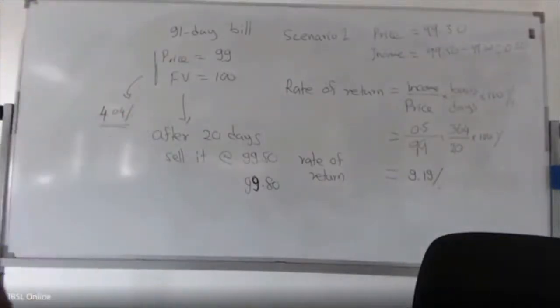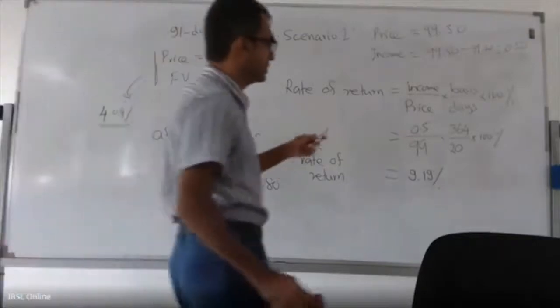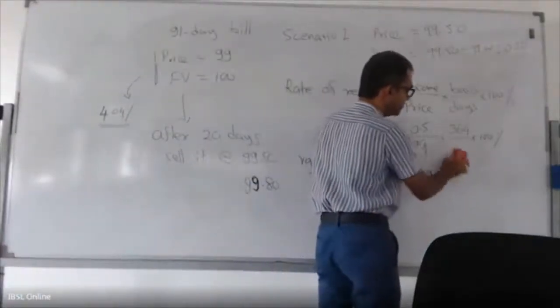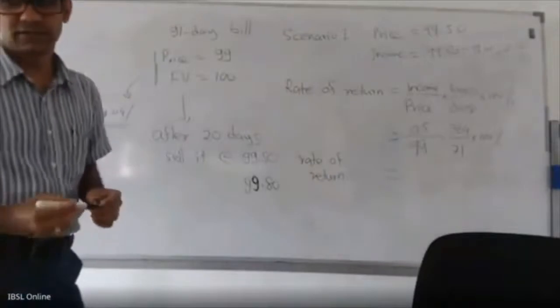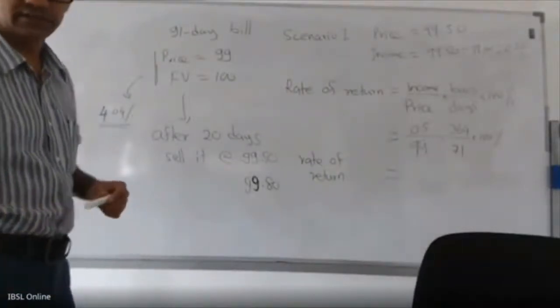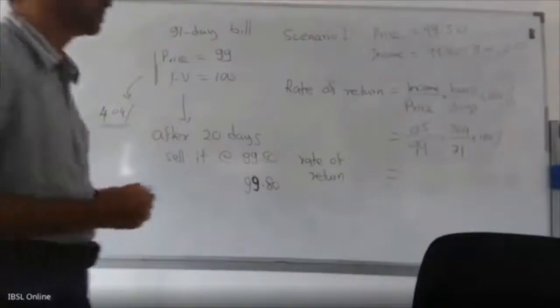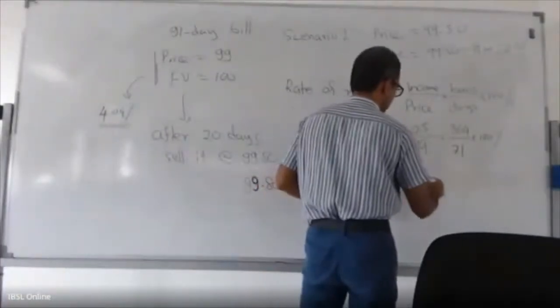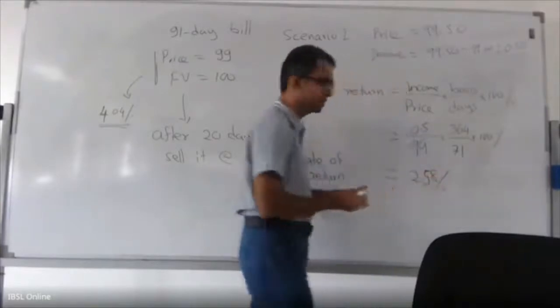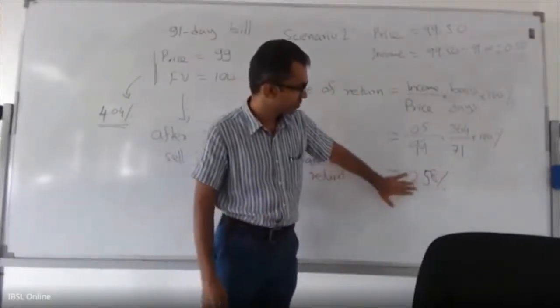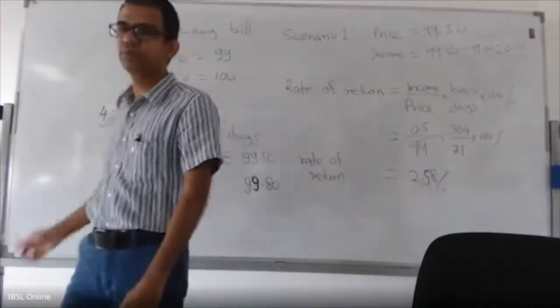For the second investor, what would be the rate of return? Then you have to divide it by 91 days. Then you get much lower than 4%. What's the answer? 2.58 probably. Yes. So now you can see that's why interest rate has gone down. That's why the new investor earned only 2.58 compared to this 4.04.